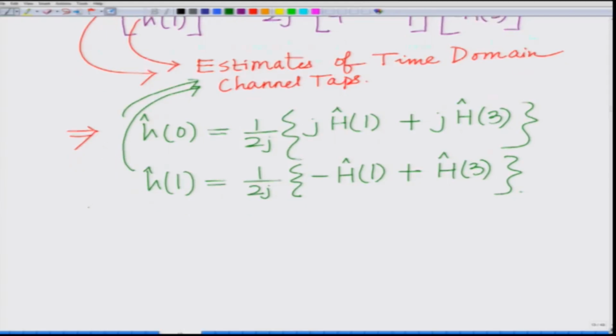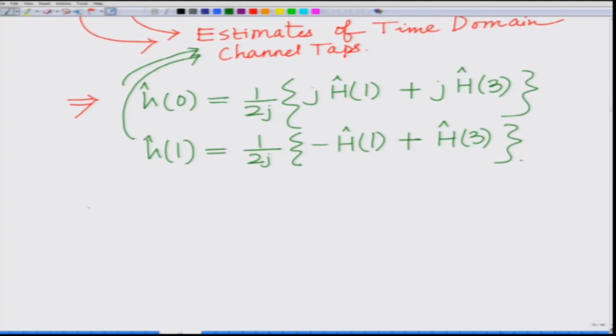So, these are given as small h hat 0 equals 1 over 2j times j times capital H hat 1 plus j times capital H hat 3, and small h hat 1 equals 1 over 2j times minus capital H hat 1 plus capital H hat 3. Obviously, capital H hat 1 and capital H hat 3 are the estimates of the channel coefficients across the pilot subcarriers in the frequency domain. And now, from these, the rest of the subcarrier coefficients can be calculated.